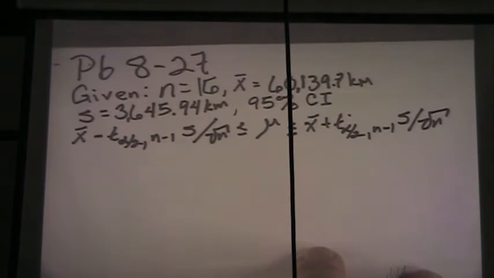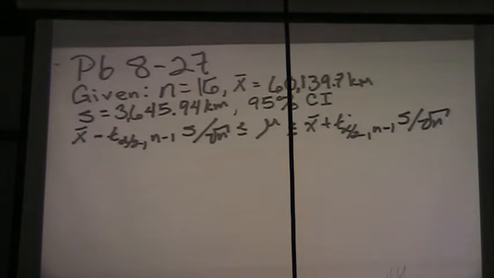is less than or equal to the mean, less than or equal to our sample mean plus T alpha divided by 2 with n minus 1 degrees of freedom times our sample standard deviation divided by square root of n. Oh, thank goodness it all fit.